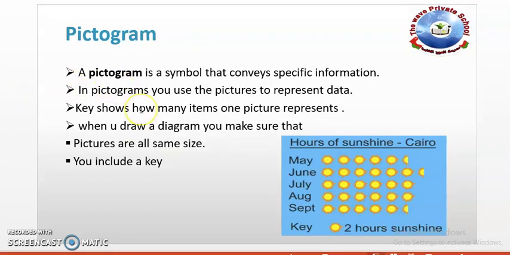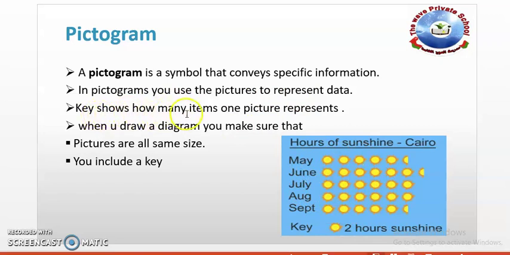Now what is a pictogram and why do we use it? A pictogram is a symbol that conveys specific information. In pictograms, you use pictures to represent data. For example, in this picture, there are some symbols like the symbol of sunshine and this star. This represents a picture and pictures represent data. These pictures will help us to find our solutions. And this type of symbol is called a pictogram.